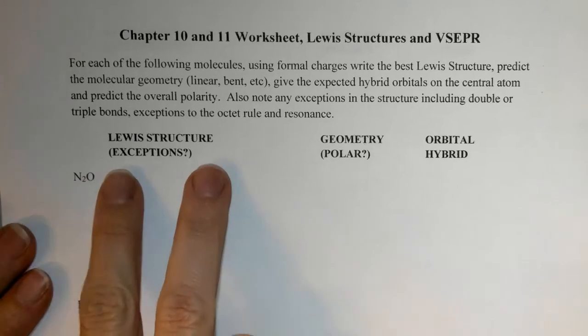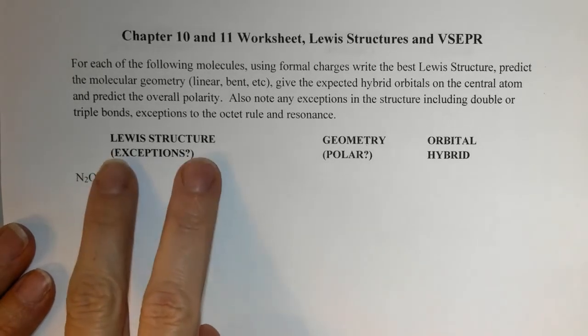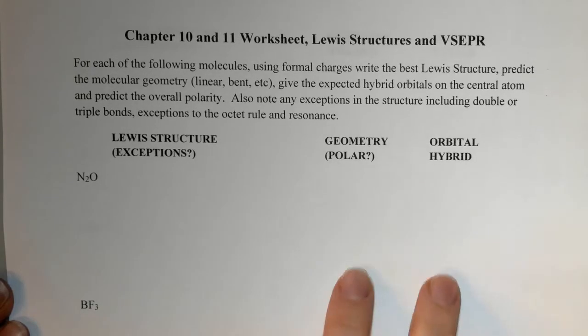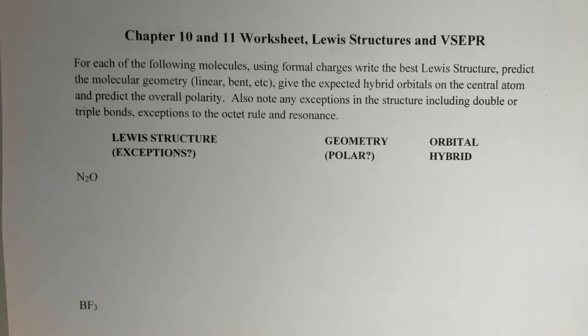So I'm just looking at this first section here for this part of the worksheet, and then I'll do another video for the second part of the worksheet for chapter 11. So first thing is we have a compound N2O, and we want to do the Lewis structure.